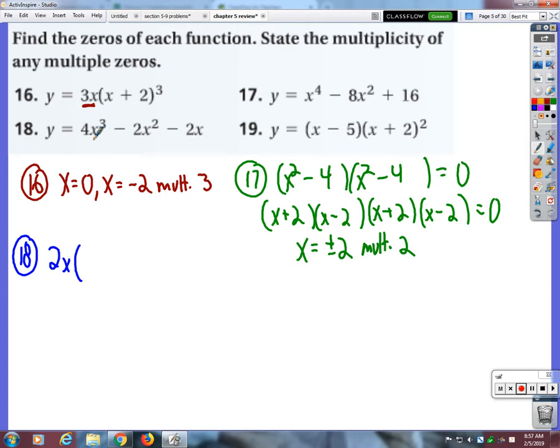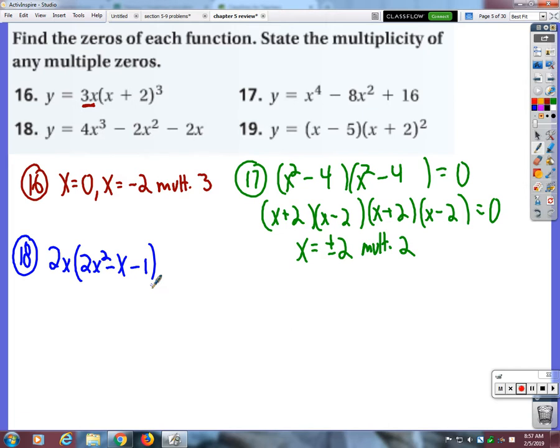So if I factor a 2x out of 4x cubed, if I go 4x cubed divided by 2x, what am I left with? 4 divided by 2 is 2. And x cubed divided by x, one of the x's cancels and leaves me with x squared. Okay? Minus, same thing, what's 2x squared divided by 2x? x. And then minus 2x divided by 2x is 1. Beautiful. Okay? So that's the first step in that factoring.